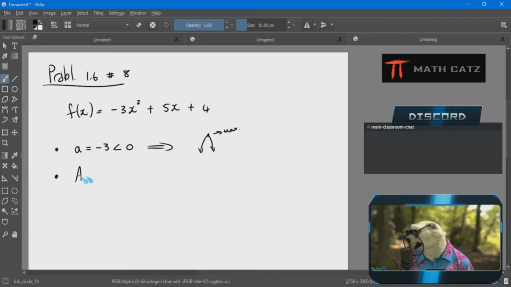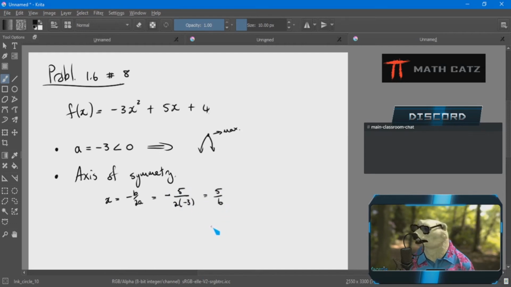Then I want to find the axis of symmetry, which is the line x equals -b/2a, which is -5 over 2 times -3, which is 5/6. Now, if I did completing the square, this 5/6 would come out after a little bit of work. I get it right away by just remembering -b/2a. So it's my shortcut.